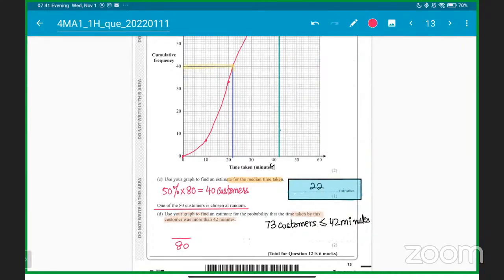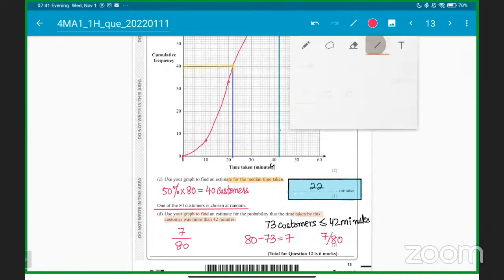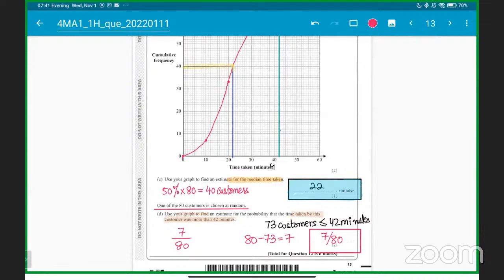So there were only 80 minus 73 customers. So got this? It will be 7 customers who took that. So you can write 7/80, and that should be the answer. Okay. Clear, sir? Got it? Yes. Okay. That's the answer.